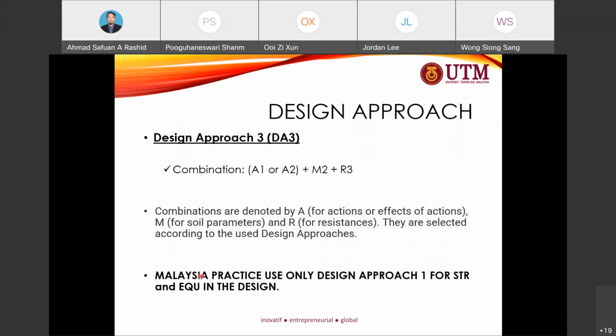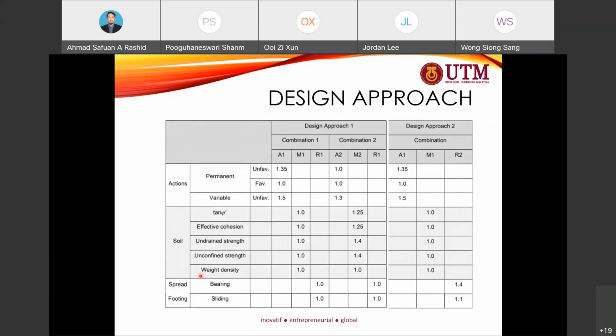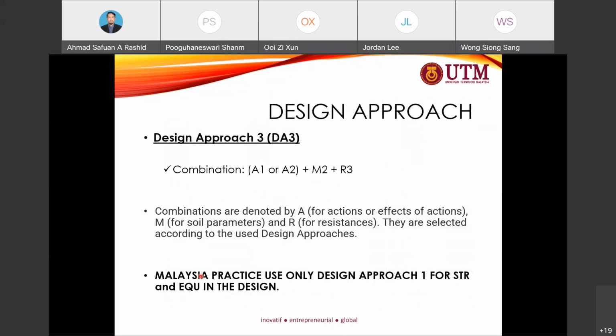Then there is design approach 3. Combinations are denoted by A for action, M for soil parameter, and R for resistance. It depends on what you are looking at. If you are looking at bearing, we may use R1 under the spread footing for shallow foundation under bearing. If you are concerned with sliding, we may refer to R1 under sliding. So Malaysian practice uses only design approach 1 for STR and EQU in the design.